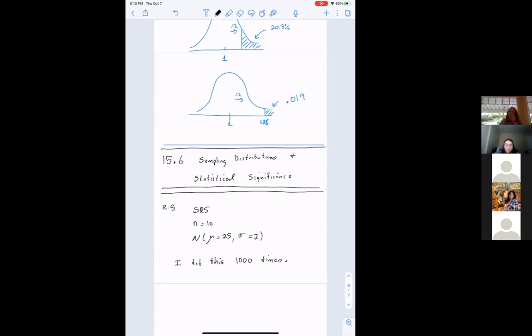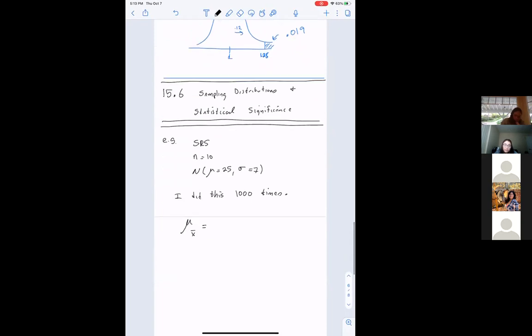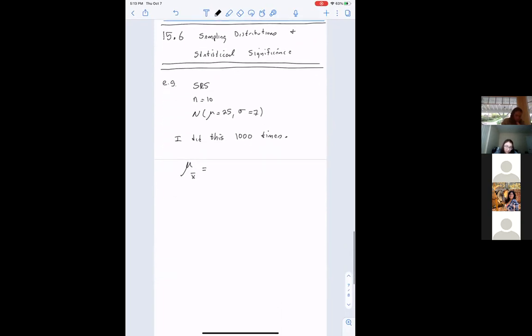And I care about the averages, right? The goal is, what is the average of my sample? So what is the mean of my sample? What is my sample average? Or the mean of my sampling distribution in this case? 25. And what is the standard deviation of my sample average?